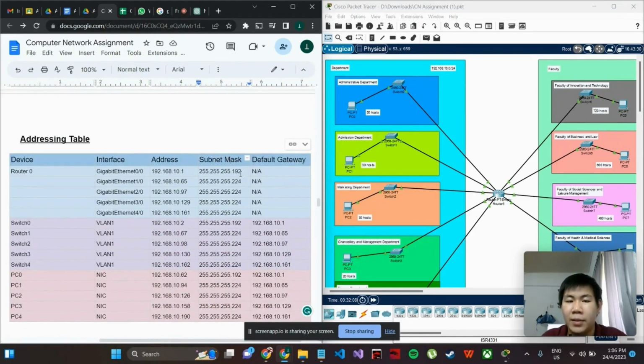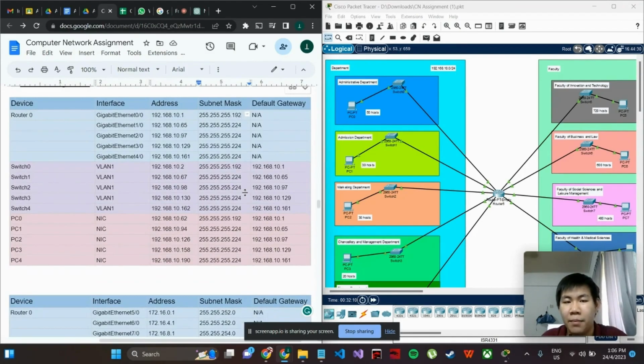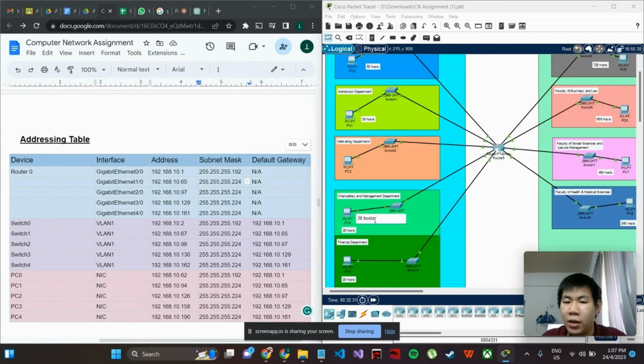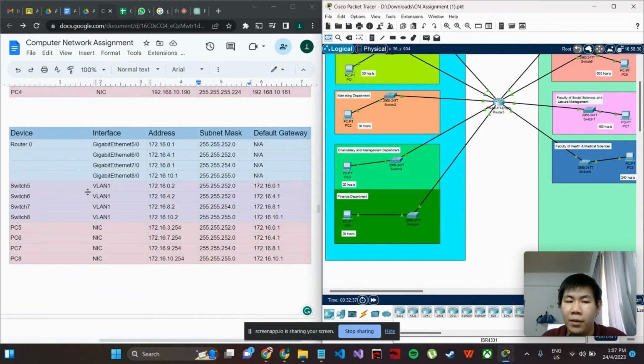Then we have the subnet mask. It's also the same. For the first one, as an example, we have 6 host bits, and we have calculated 255.255.255.192 for the 6 host bits. For the second one is 5 host bits. It depends on the calculation; for the third and fourth, it is the same. And for the right side, also a calculation for each is given, depends on the host.